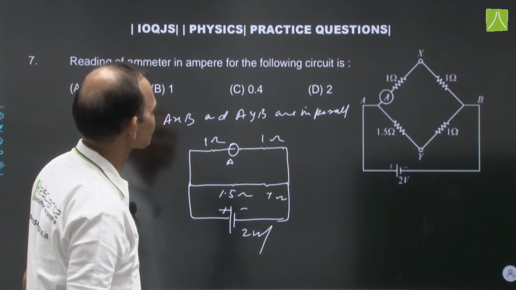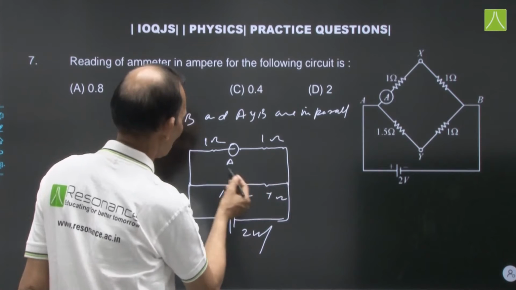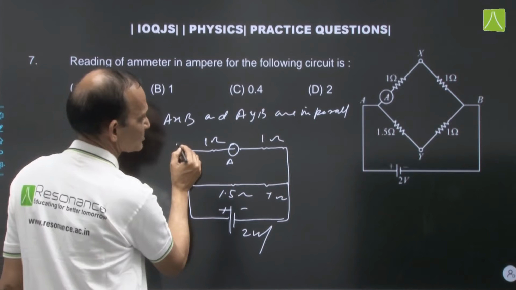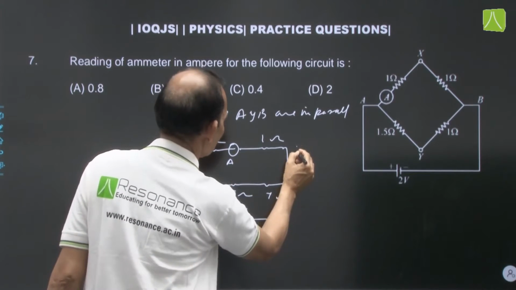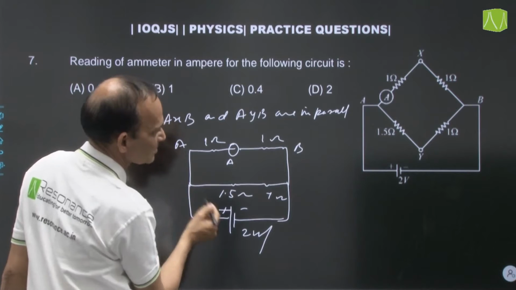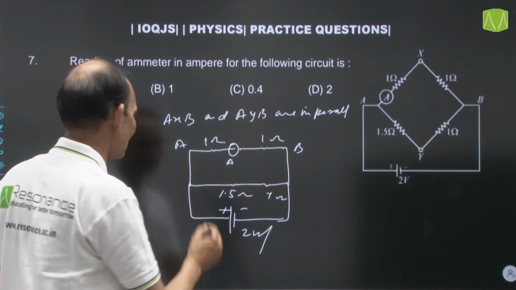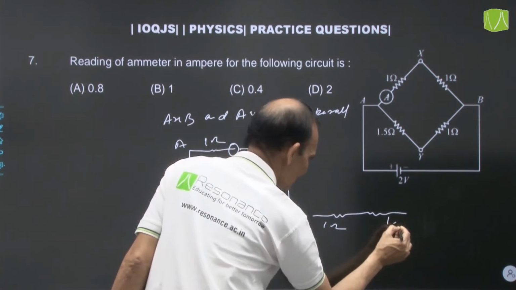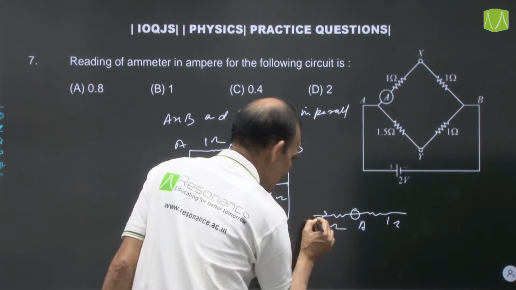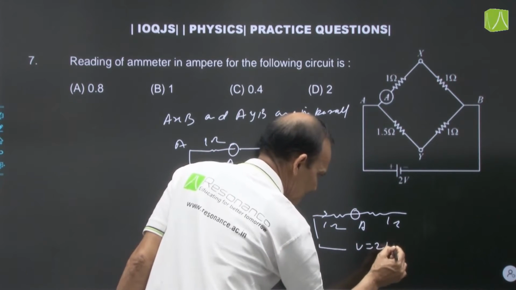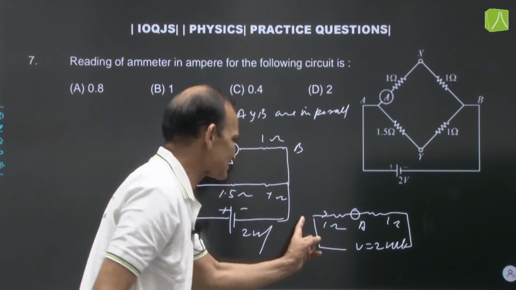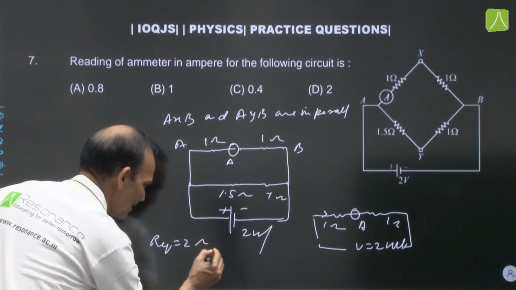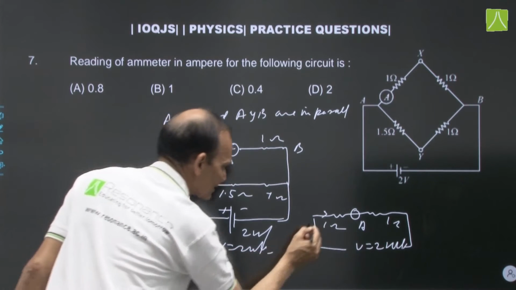Think about this line. Suppose this point is A and this point is B. So think about only this line AB. It is 1 ohm. It is 1 ohm. We have to find the current here. Potential across it, V, is equal to 2 volt. So what is the equivalent resistance of this line? That is 2 ohm. R equivalent is 2 ohm and V is 2 volt. We have to find the current here.